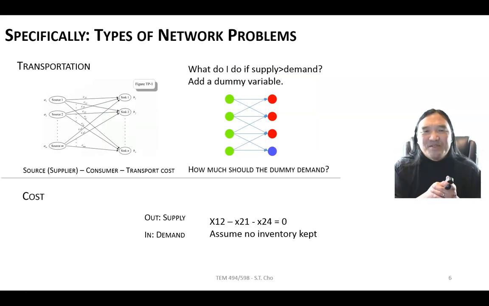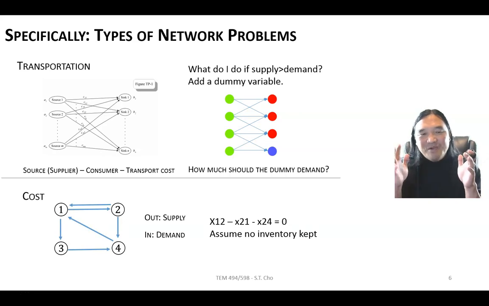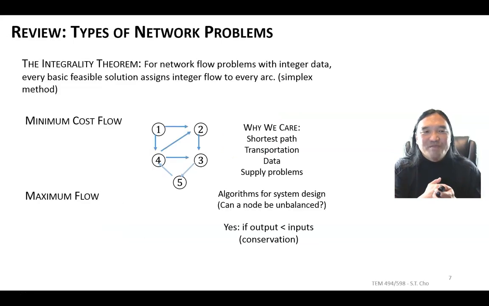What kind of network problems do I have? Well, transportation is a big one, where I'm going from one to another, such as suppliers of business stuff versus consumers. What if my supply is greater than my demand? Well, what I can do is introduce dummy nodes, and I can call those inventory. My system will end up balancing out. And of course, there's cost that I'm trying to keep minimum. And so based on how I set up my network, as you could see, the in and out can take many different kinds of forms.